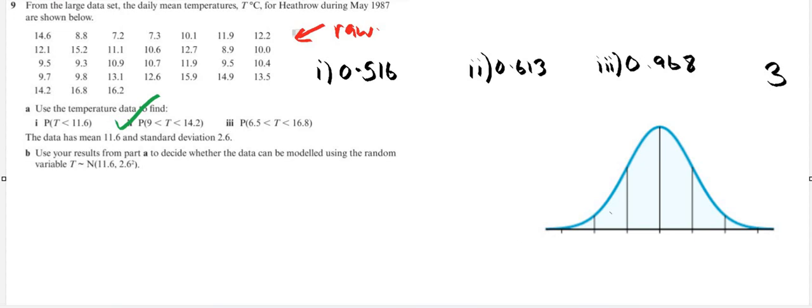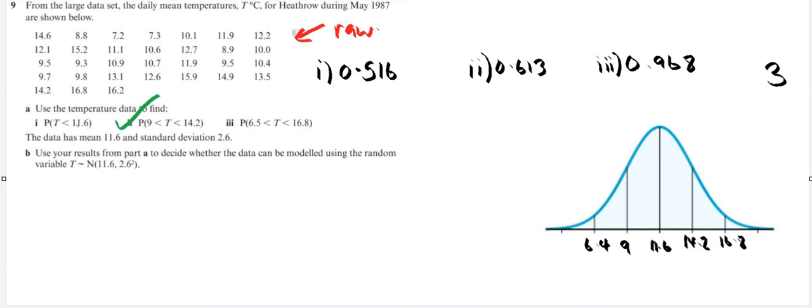So now, let's use this diagram of a bell curve. The mean is 11.6, so this is 11.6. Now remember, these are our standard deviations. They've told us the standard deviation is 2.6, so this must be 14.2. Add another 2.6, this must be 16.8. Going the other way, if that's 11.6, this must be 9. And then take away another 2.6, this is 6.4.